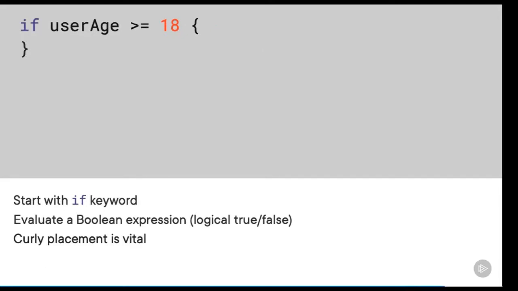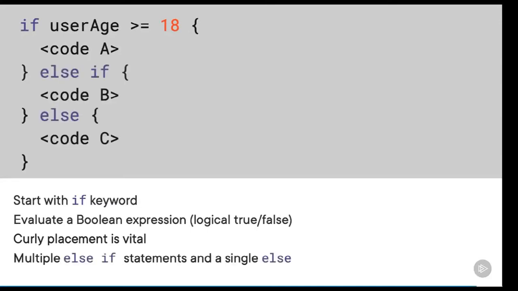Anyway, we put the code that we want to execute inside the curlies. And that's a basic if. That block of code will only execute if the expression here evaluates to true. But you can do else if and else branches, and we're about to see it all in action. But that is the basics of if syntax in Go. Let's go see it in practice.